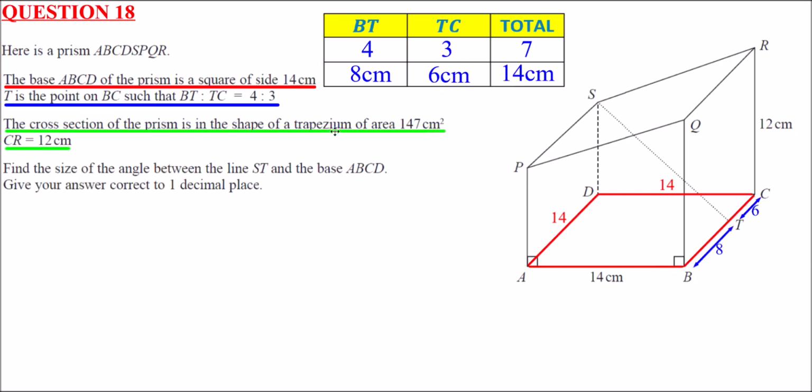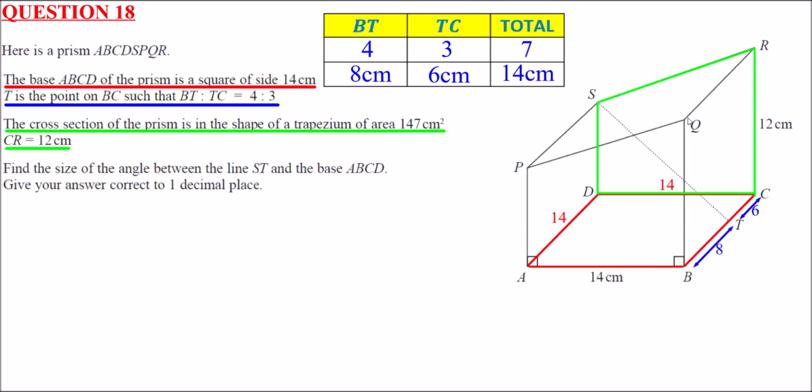Next of all, as if it wasn't enough information already, the cross-section of a prism is in the shape of a trapezium of area 147 centimetres squared. And we're told as well that from C to R, up here, is 12 centimetres. The cross-section is just essentially the shape of the front and the back. So I'm going to label on the back in green, like so. That trapezium has an area of 147.